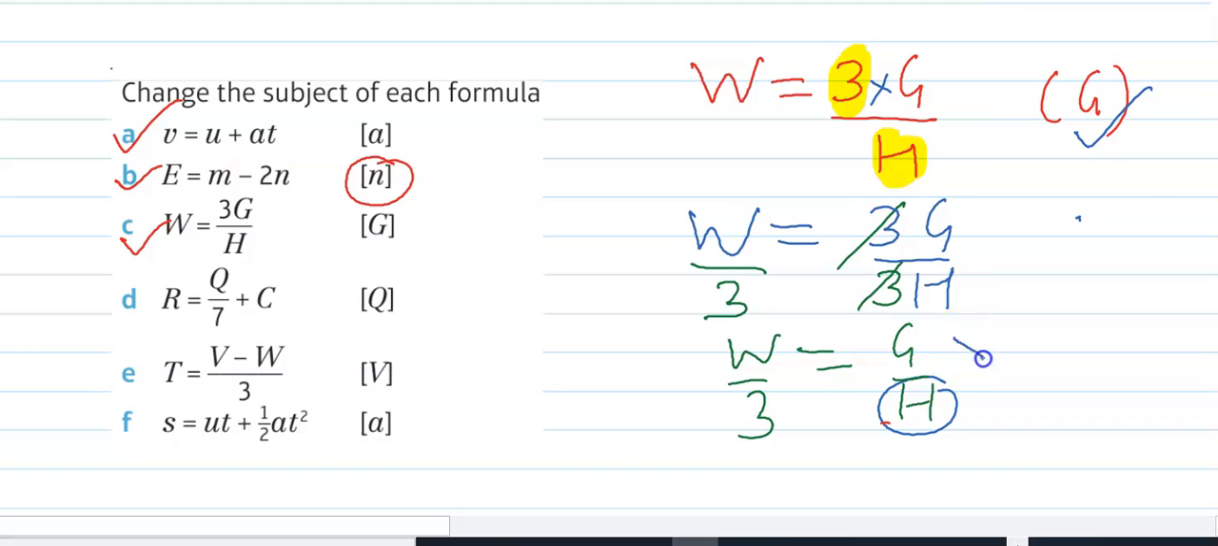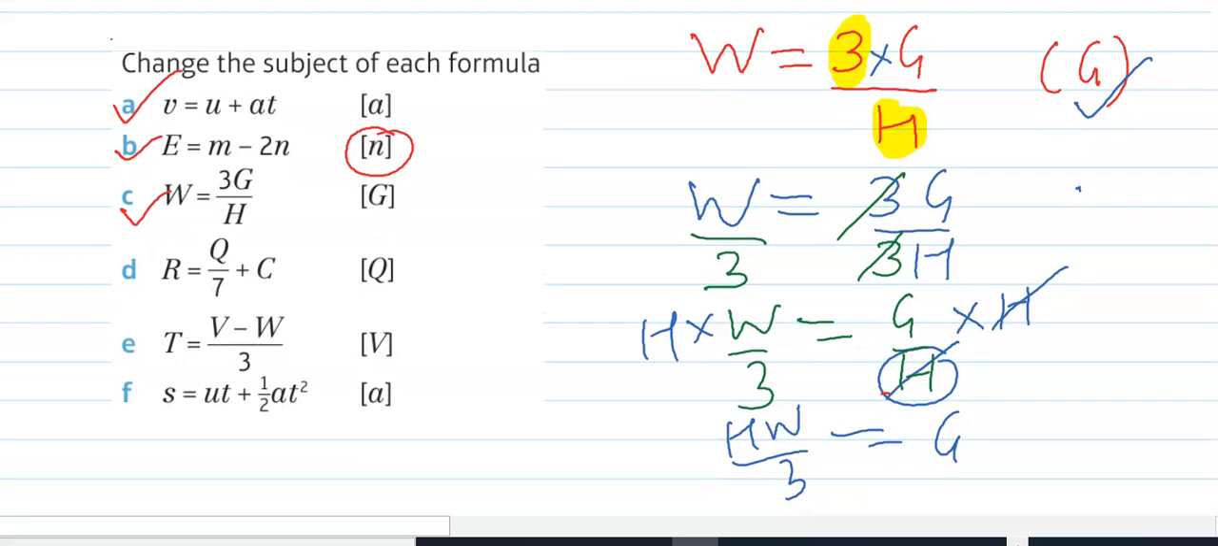To get rid of h, what we need to do? Times by h. Just do reverse. So this h and h cancel. So we got g, and it is hw divided by 3. Okay, it is hw divided by 3. So this should be your answer, where g is the subject.